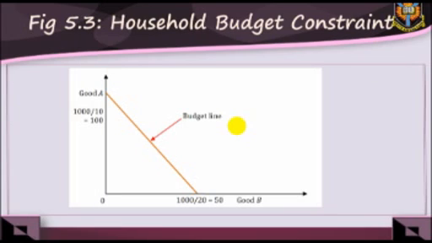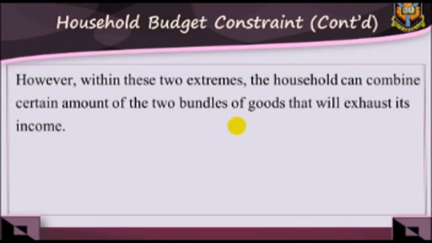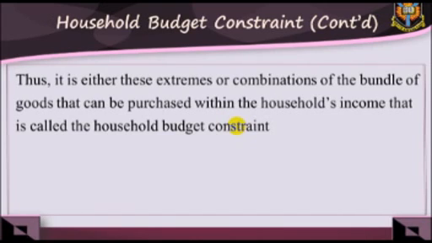However, within these two extremes, the household can combine certain amounts of the two bundles of goods that will exhaust its income. Thus, it is either these extremes or combinations of the bundles of goods that can be purchased within the household's income that is called the household's budget constraint.